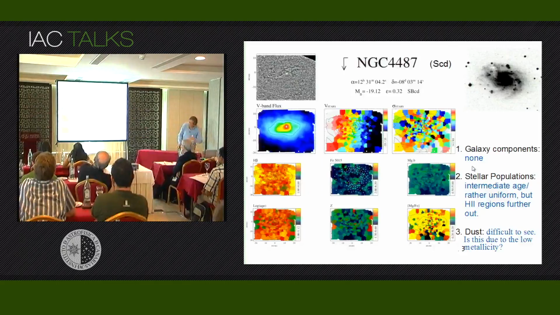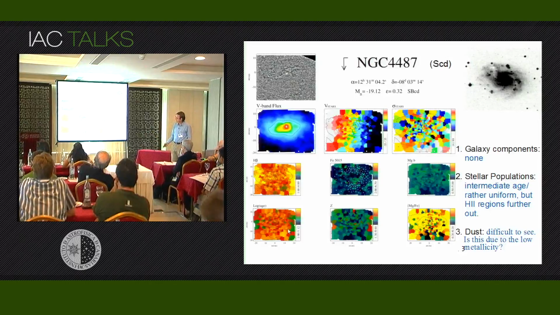But you mostly sit still in this hole of the galaxy itself. But there's no component, no disk or whatever seen. None seen. Intermediate age to the middle, all a little bit further out. And there's also no dust seen in the middle, further out you see it. And then you go to a later type.